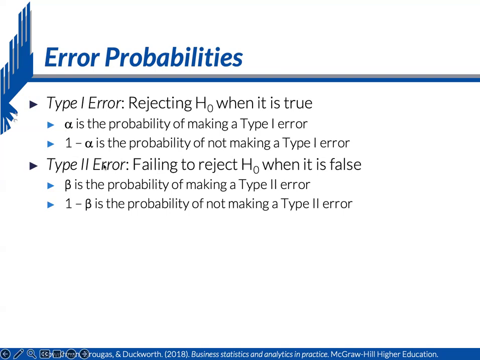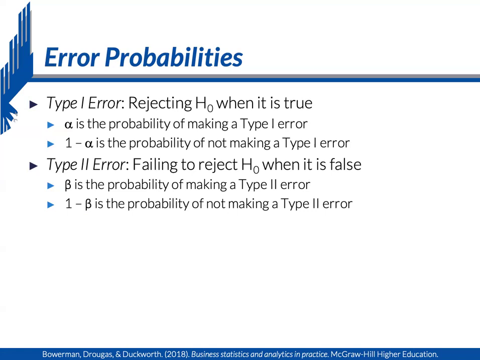The type 2 error, on the other hand, happens when we fail to reject the null hypothesis when it is false. In reality, the null hypothesis is already false. In reality, the alternative hypothesis is already correct. However, we conclude that we don't have enough evidence to support the alternative hypothesis, and therefore we don't reject the null hypothesis. So we call that a type 2 error.